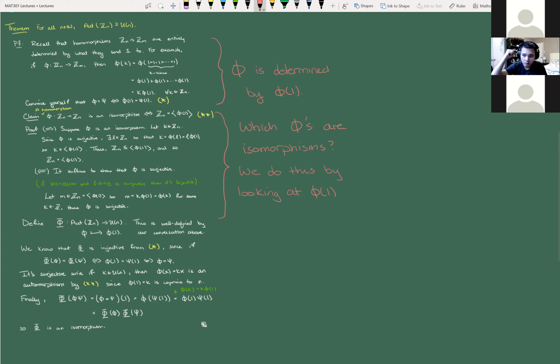Oh, it's the ones where phi of one generates all of Zn, right? And therefore is the ones for which phi of one is coprime. So we do this by looking at phi of one and showing phi of 1 is coprime to n, right? So that part is us showing that whatever phi of 1 is, if it's an isomorphism, it must be because phi of 1 is coprime to n. And then here is where we finally show that there is actually an isomorphism.